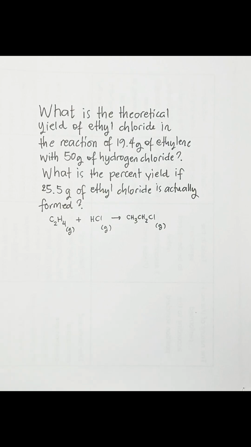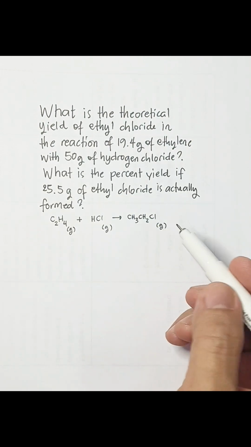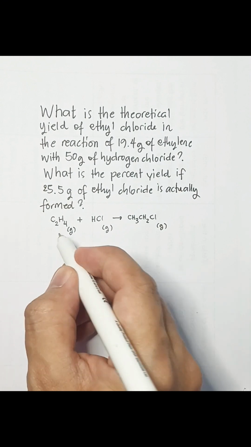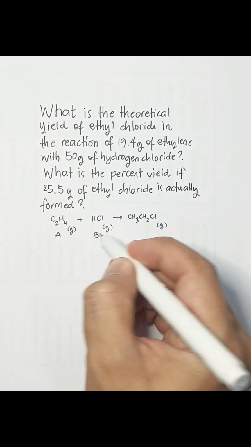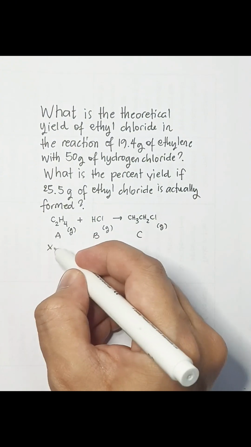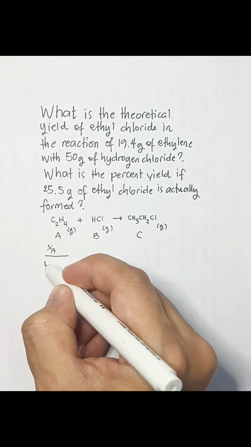What is the theoretical yield of ethyl chloride in the reaction of 19.4 grams of ethylene with 50 grams of hydrogen chloride? What is the percent yield if 25.5 grams of ethyl chloride is actually formed? We will convert the given name of the reactants and products into a chemical equation.